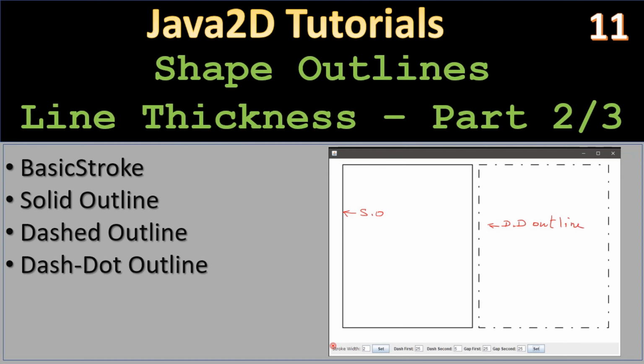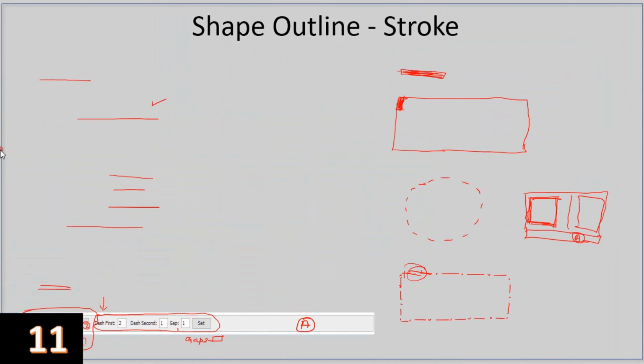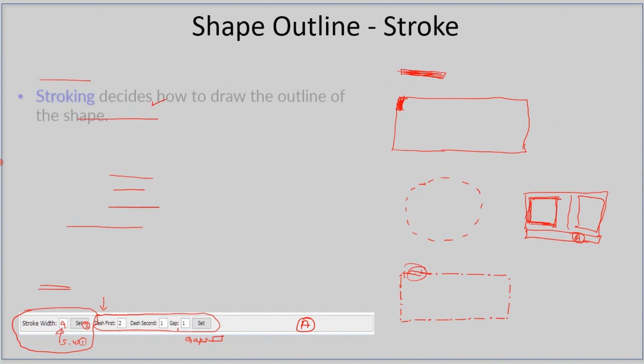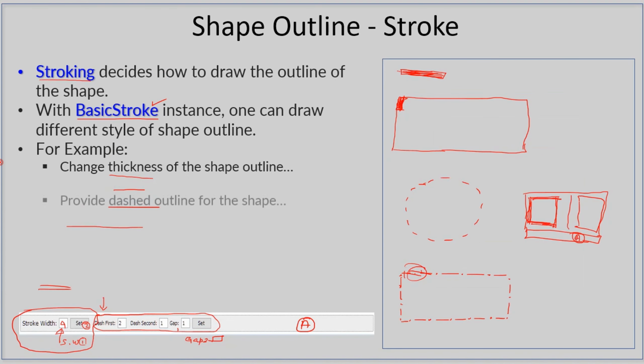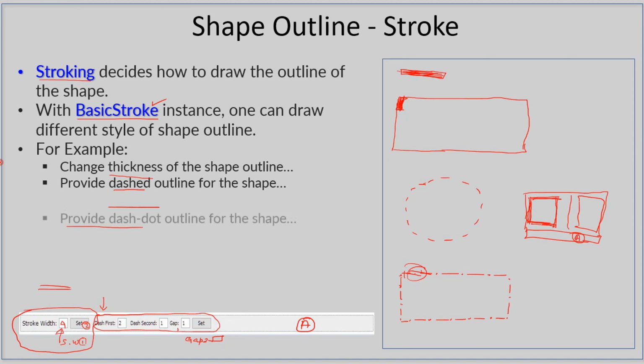Alright, in this video we will cover the solid outline and we will see how to define a pen thickness using the solid outline. In the last video, we learned about the basics of shape outline.